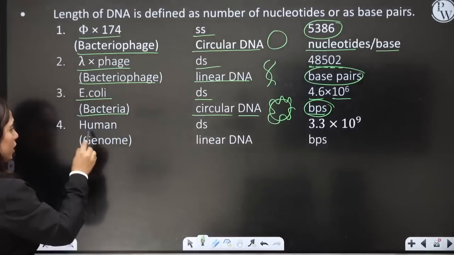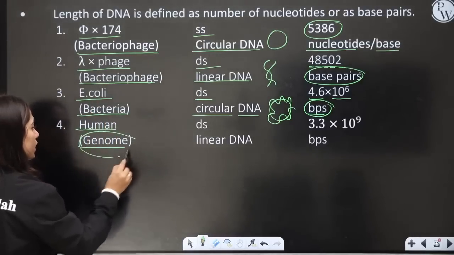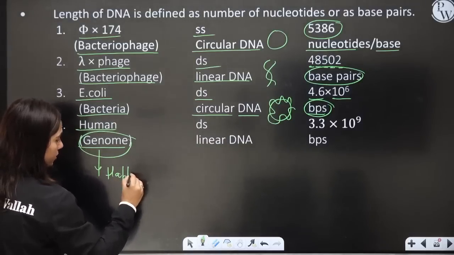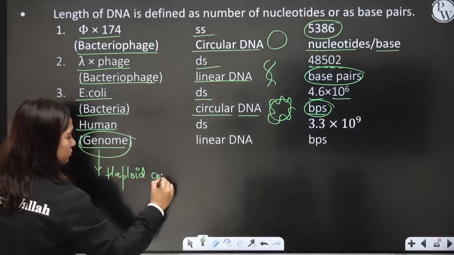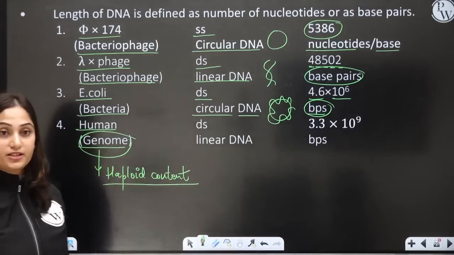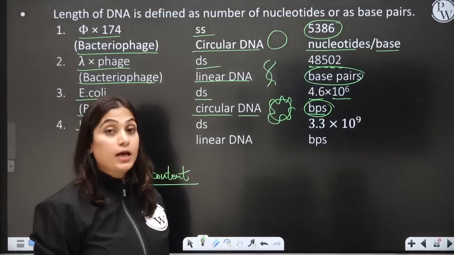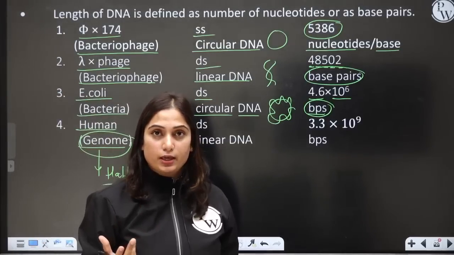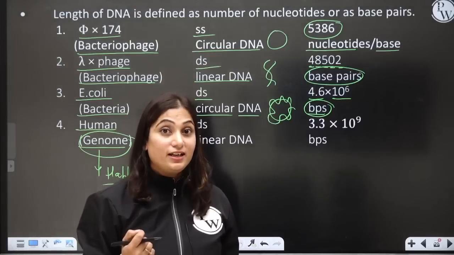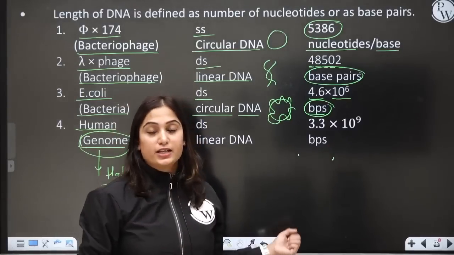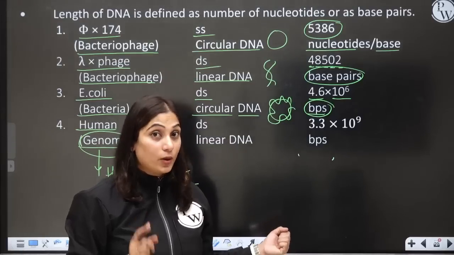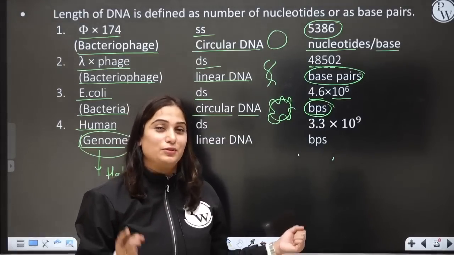And the last is the human genome. What is the meaning of genome? Genome represents the haploid content. That means the number of chromosomes in our sperm or ovum is 23, and the DNA content present in it is 3.3 into 10 raised to the power 9 base pairs. Okay, 3.3 into 10 raised to the power 9.